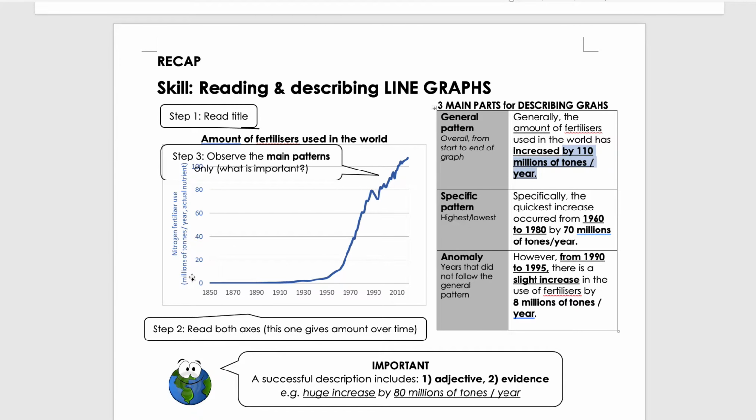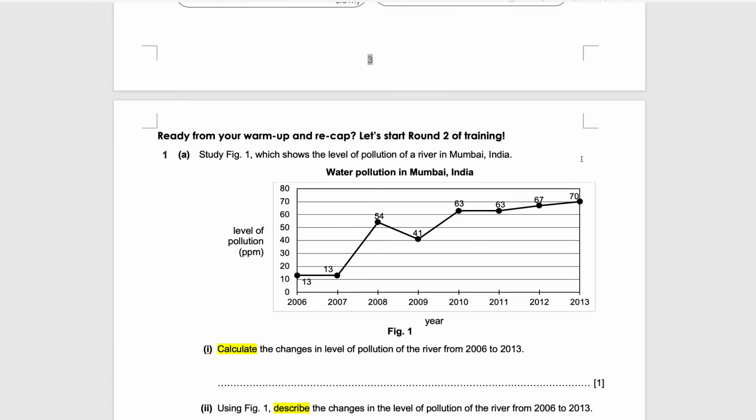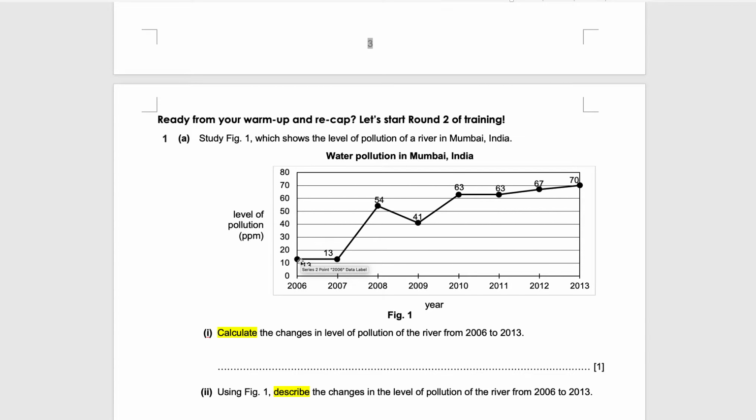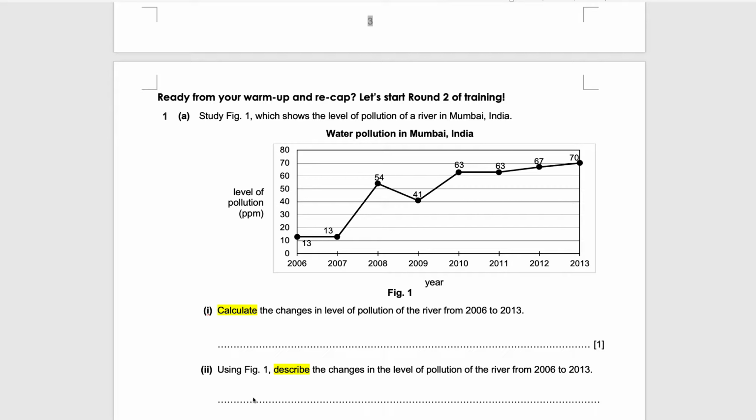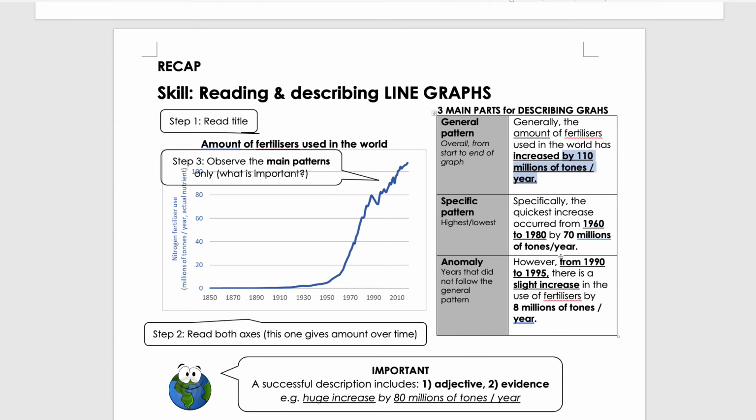I don't want people to tell me increase from 0 to 100. I want people to tell me the difference. So 110 minus 0, then increase by this amount. So for here, what's the general trend? From 13 to 70, you have calculated the changes already. Was it a huge increase or slight increase? The first line I must see generally, there's an increase by how much ppm. That's the first mark. Second mark, specific.